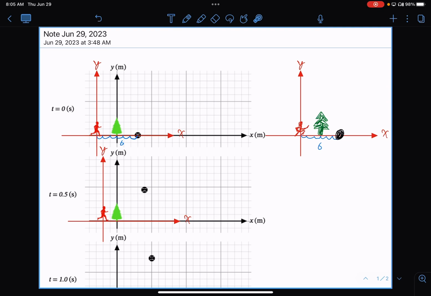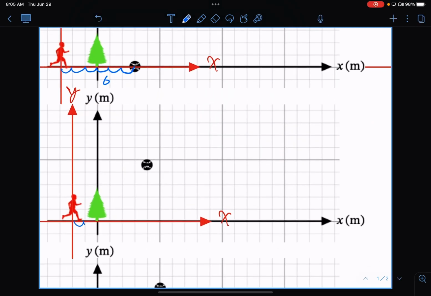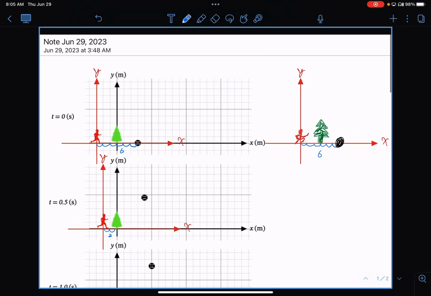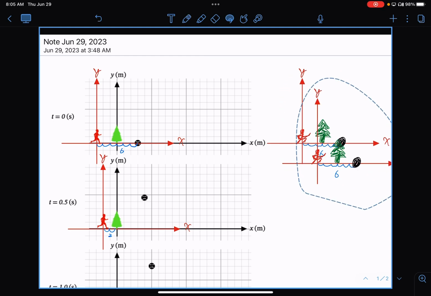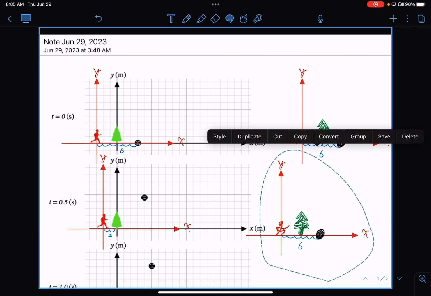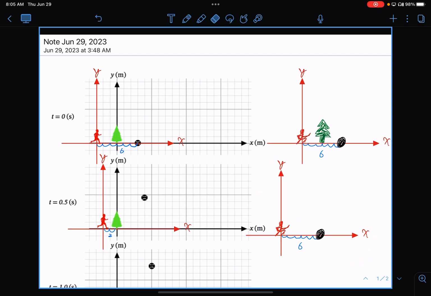So let me do the same thing again. The tree is 1, 2, 2 meters to the right. So in the boy's frame, the tree should not be 3, but just 2 to the right. Just 1, 2.